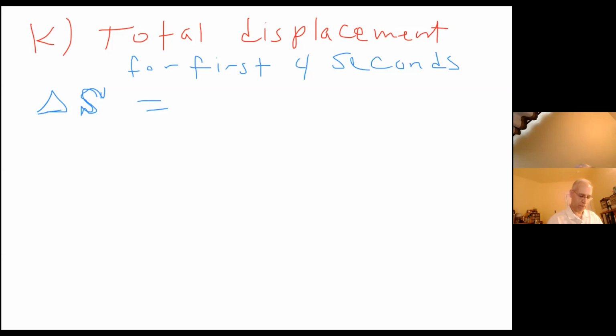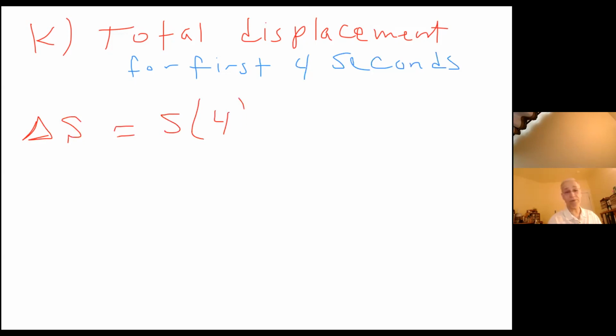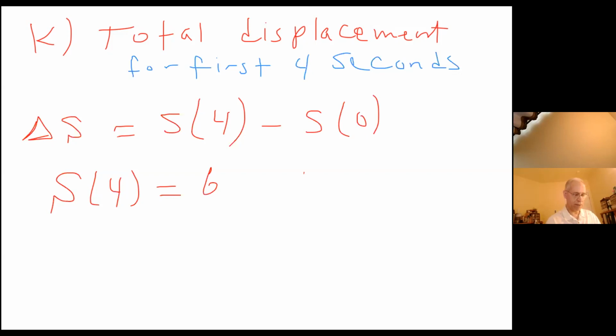So now I have total displacement equals the last position minus the first position, which is time 0. Okay. Let's see. S of 4, plug in 4, and you should get a 6. Plug in 0, f of 0 gives you 2. So you have 6 minus 2 equals 4. 4 what? 4 feet.